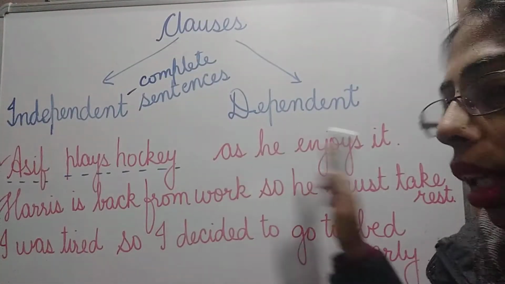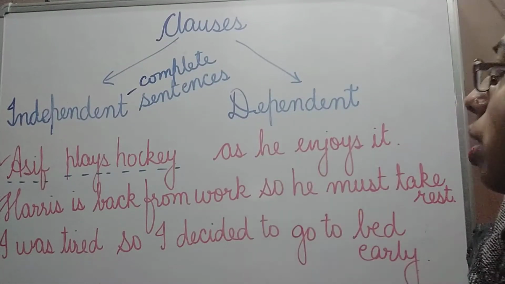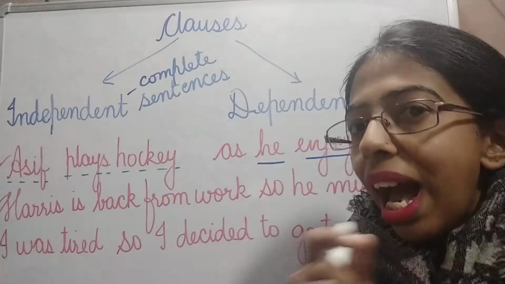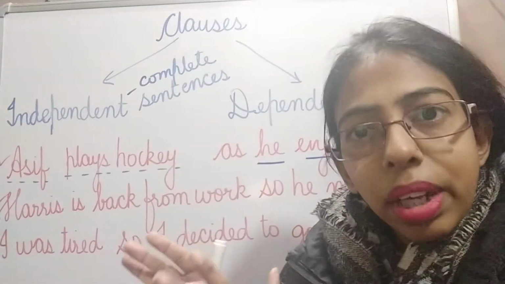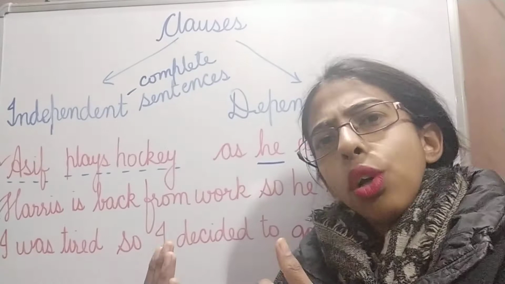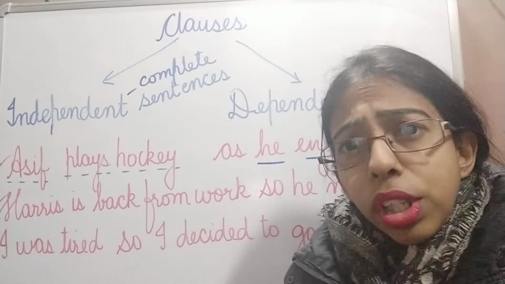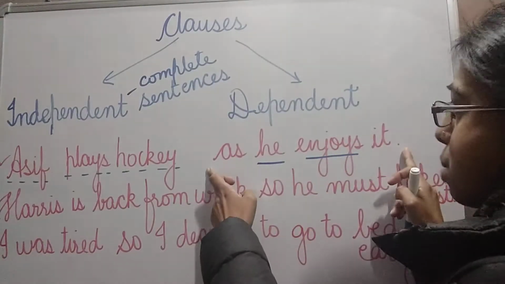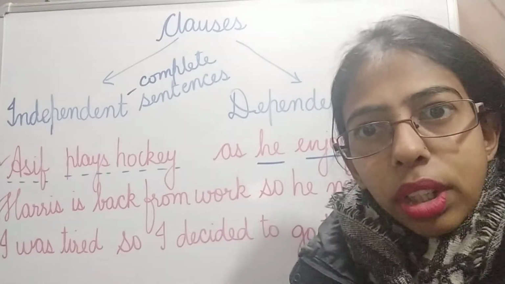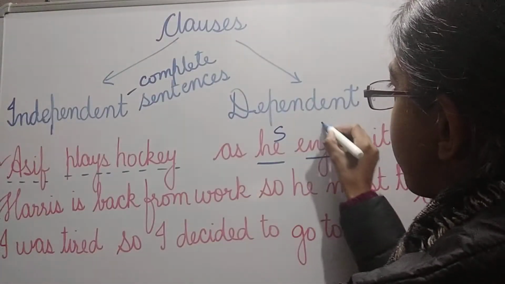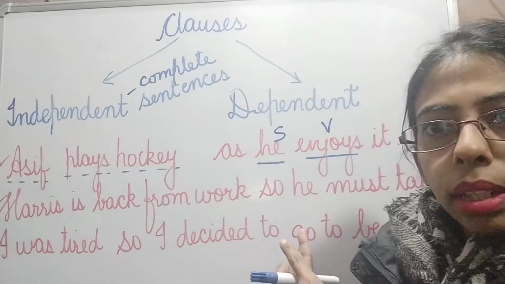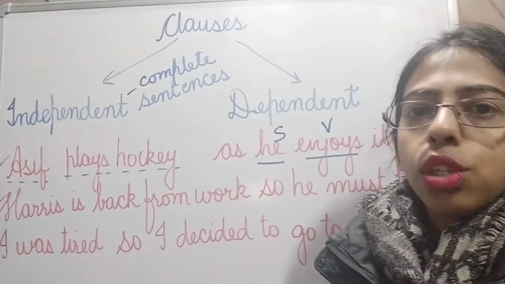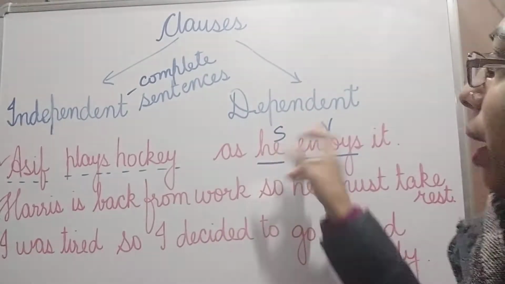But if I come to the other part of the sentence, as he enjoys it, a subject is present, a verb is present, but if I speak as he enjoys it, is it conveying a complete meaning? No. As he enjoys it. Like what? Who enjoys what? Something is missing. But if something is missing, it should be a phrase. Why is it not a phrase? Because a subject and a verb are present. So it is a clause. It is a clause where a subject and a verb are present, but still it is not conveying a complete meaning, and it is your dependent clause.